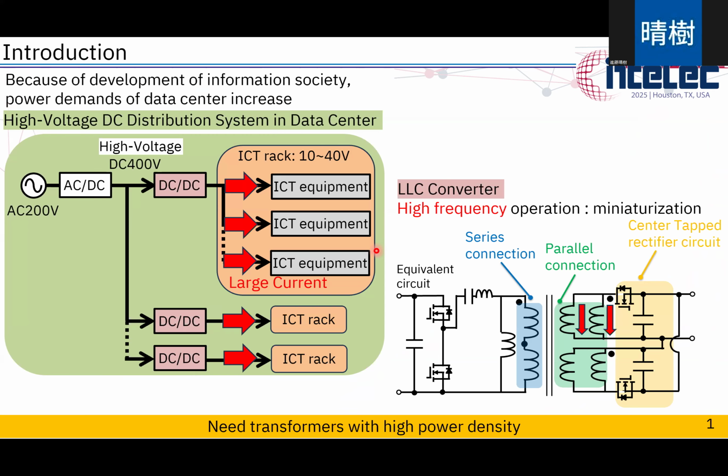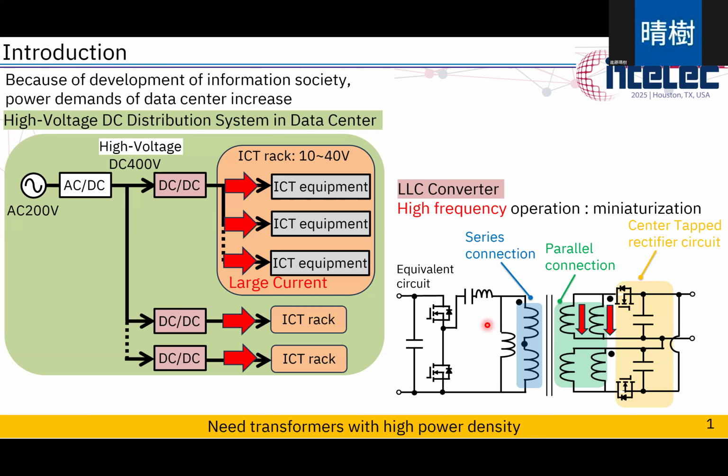This is a high voltage DC distribution system in data centers. There's a DC-DC converter that steps down DC 400 volts to a low voltage like 10 volts. And this converter often uses LLC converters, and it is operated at high frequency for miniaturization. And this converter has three characteristics.